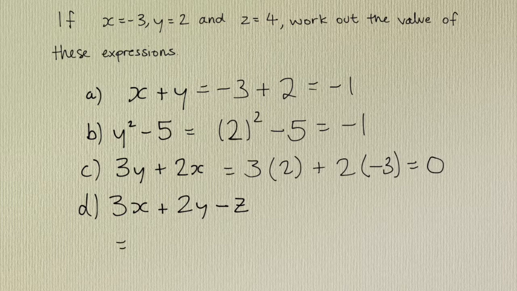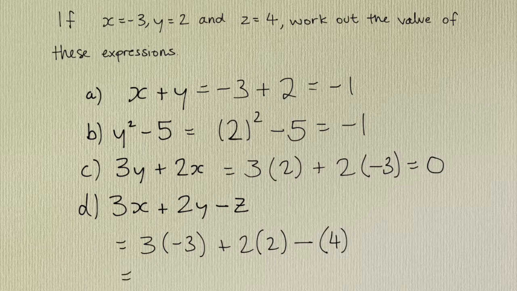Okay, the last one, I've got 3x plus 2y minus z. Alright, so 3 bracket, value of x is minus 3, plus 2 bracket, value of y is 2, and then minus z, the value of z was 4. I didn't really need to put that in brackets, actually. So 3 lots of minus 3 is minus 9. 2 lots of 2, that's plus 4, minus 4. Okay, well 4 minus 4 is 0, so that's just going to be minus 9, and that's your final answer.